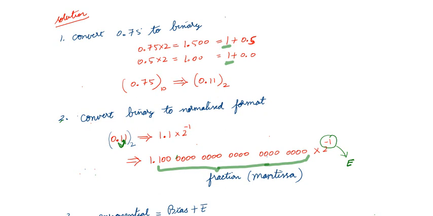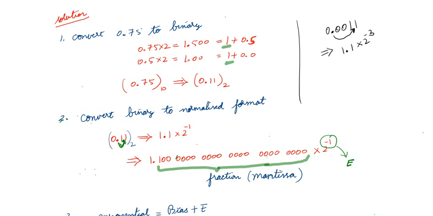I can also give some examples related to this. Suppose the number is like this. How can I normalize this? I should bring this binary point to this position. How many digits am I moving? I am moving 3 digits to the right. So it is 1.1 times 2 to the power minus 3.